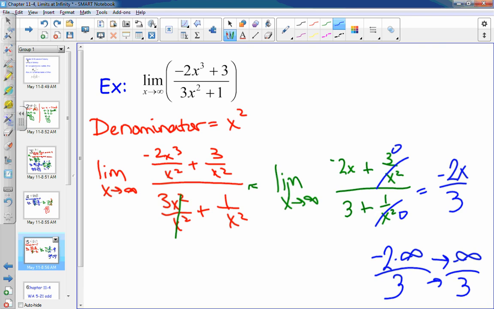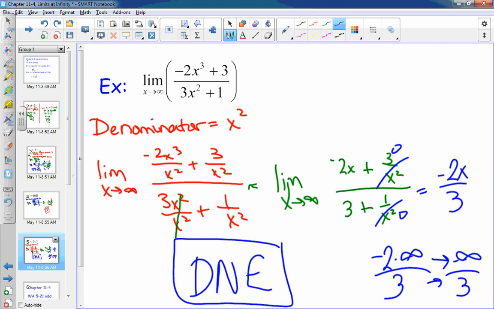Well, how's that possible? The limit does not exist, because the numerator is approaching negative infinity without bound, and the bottom is approaching 3. Since those limits do not match, it does not exist. It does not exist. Do we understand that?